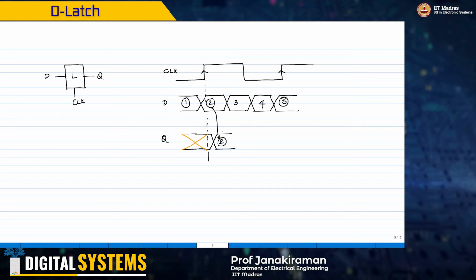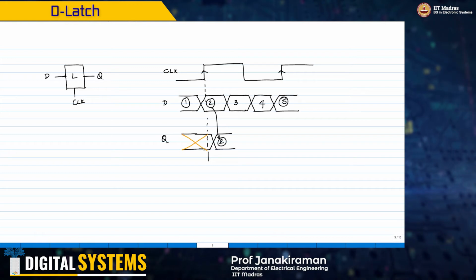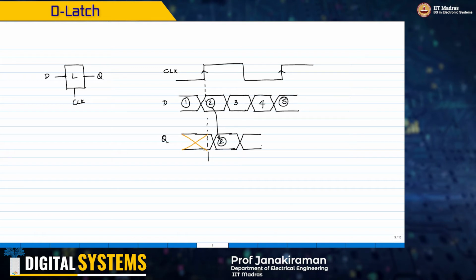Now unlike a flop, the latch is level sensitive. In the sense, data goes through from input to output as long as the clock is high. So when the data changes from state 2 to state 3, the clock is still high and therefore this will respond to this change. So 3 will happen here.